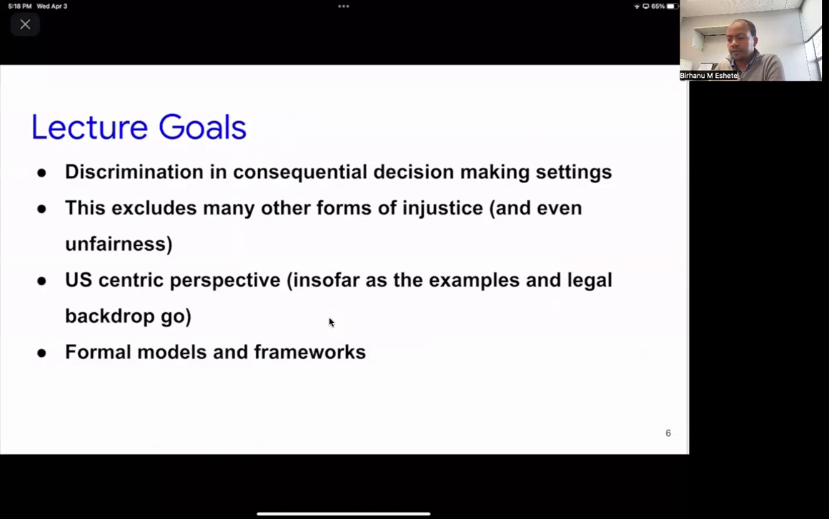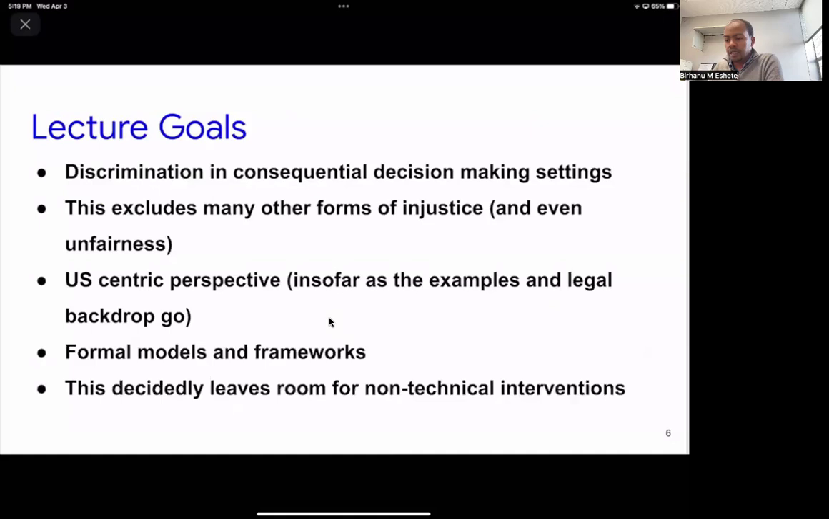And of course, we'll look at formal methods, formal models and frameworks for formalizing fairness criteria and how far we can go with statistical fairness criteria. And we'll look at some established ways of doing fairness analysis. And as I said, this lecture wouldn't include everything in terms of injustice and fairness. And of course, it leaves room for what we call non-technical interventions. For example, we're not going to cover things related to policy and regulations.